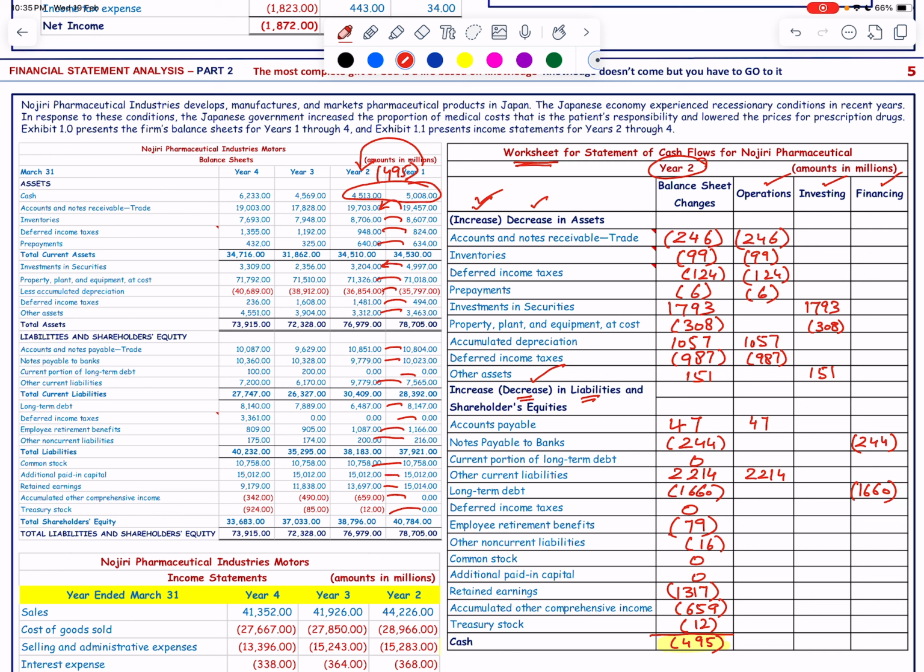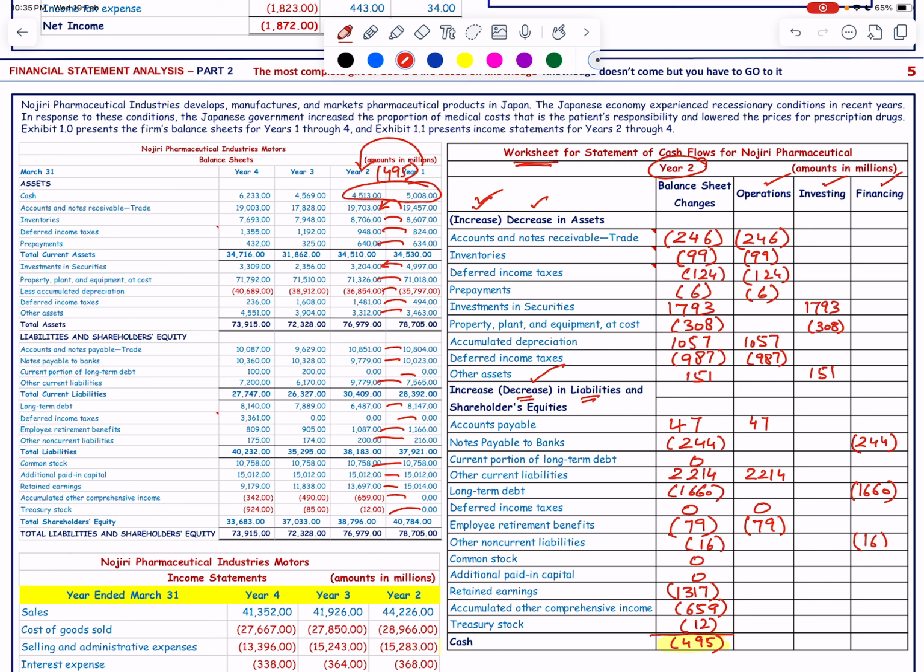Then we have the deferred income tax, that is 0. Then employees retirement benefits, that is again for the operation, that is 79. And then other non-current liabilities is a financing activity, that is 16, negative 0 and 0, so we just don't talk about it right now.